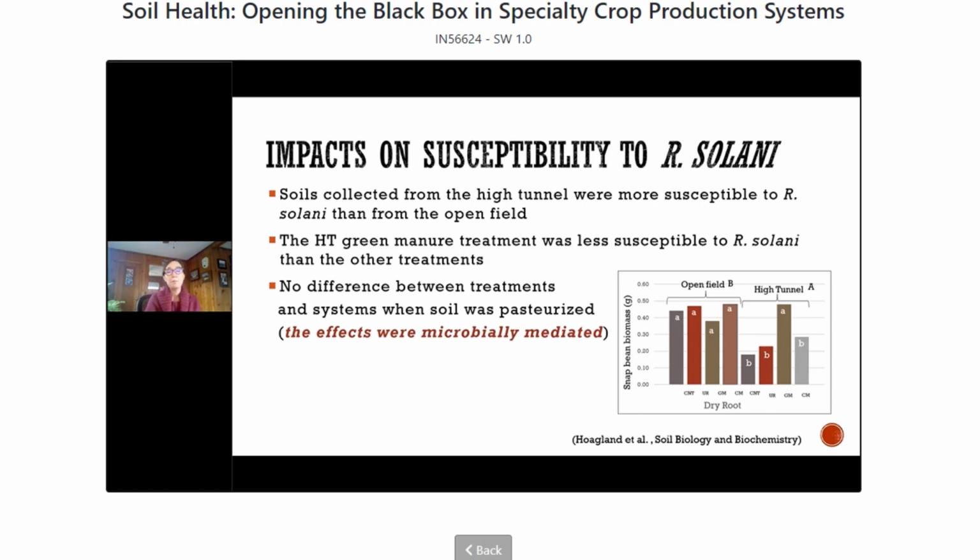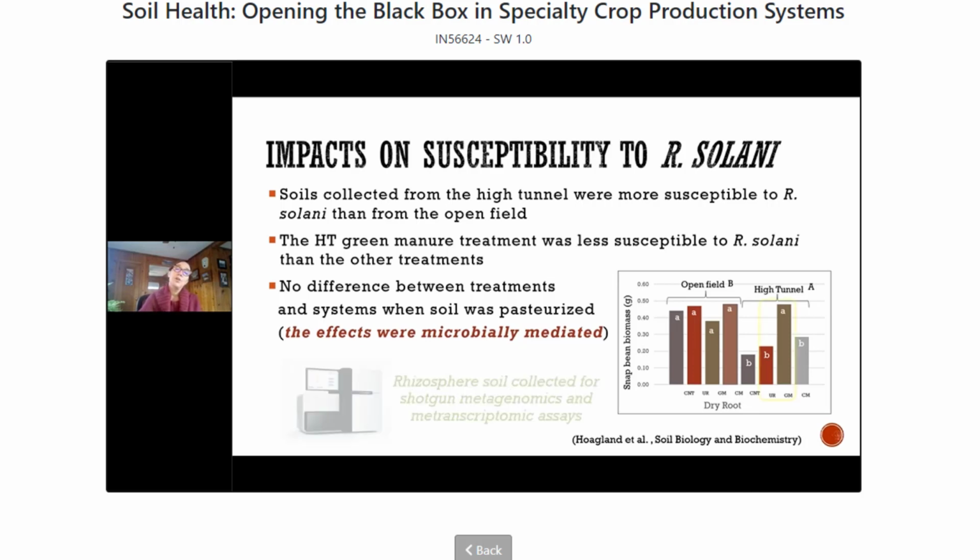Which is very troublesome. However, in the bar to the right of that, the green color, that's the green manure treatment, where the plants did very well despite the presence of this Rhizoctonia solani pathogen. They were very resistant to it and were able to fight that off.